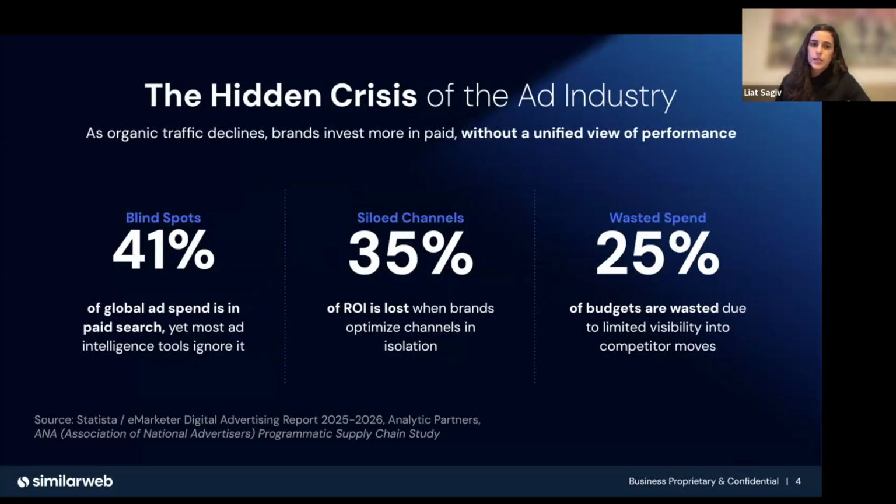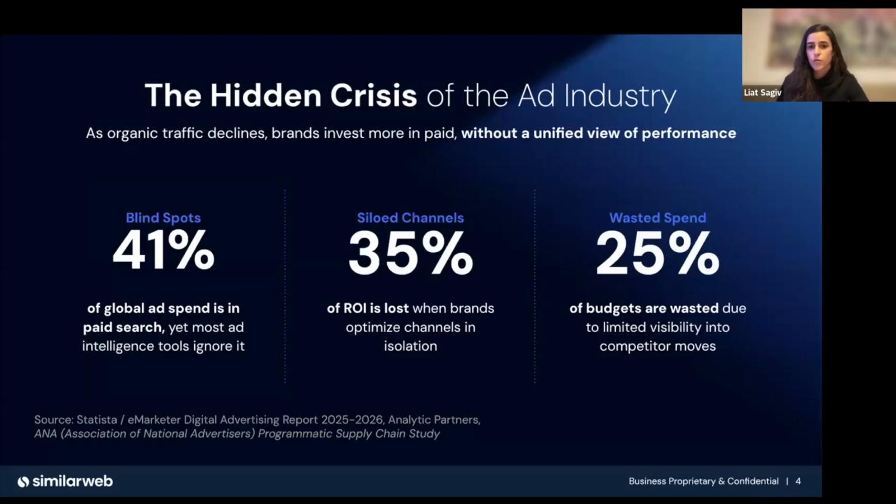A lot of these brands have blind spots. We know that 41% of global ad spend goes to paid search, but most of the ad intelligence tools today actually ignore paid search and only show display, social, CTV, and other channels. That causes paid marketing managers to actually manage their channels in silos.